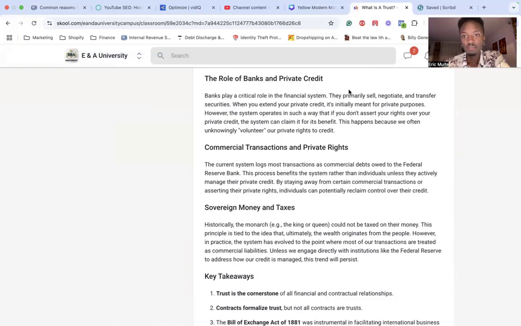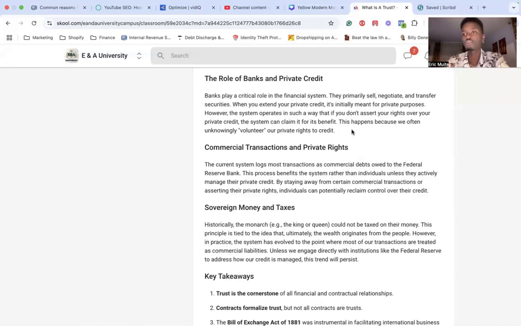So, the role of banks and private credit. Banks play a huge role in the financial system, and they primarily sell, negotiate, and transfer securities. So when you extend your private credit, remember, guys, it's private. That's your credit. You extend your private credit, right? It's initially meant for private purposes, guys. However, the system operates in such a way that if you don't assert your rights over private credit, the system can claim it for its benefit. I mean, that's pretty clear in itself because they're doing it right now.